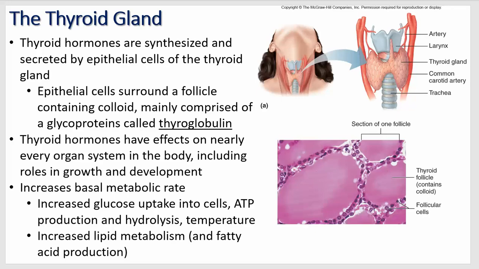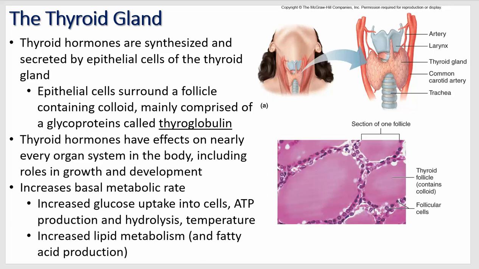Okay, so we'll start with the thyroid gland here, and it's located in the neck. So if you were putting your face up to the sky, then this would be where the thyroid gland is. So it sits right there, in front of the trachea, and kind of surrounds it there. So thyroid hormones are synthesized and secreted by epithelial cells of the thyroid glands.